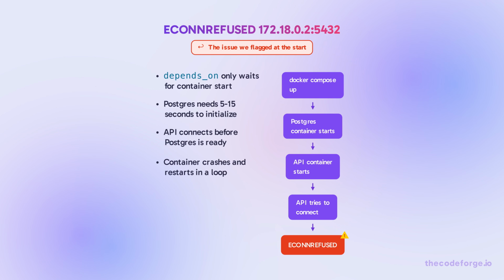This is the same issue we highlighted at the start. Here's exactly why that happened. depends_on, without a condition, only waits for the container to start, not for the service inside to be ready. Postgres takes time to initialize, but the API tries to connect immediately, resulting in ECONNREFUSED and a restart loop.